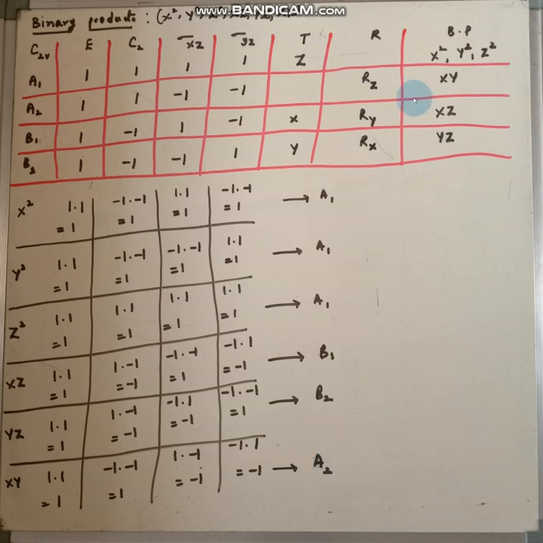Now I should tabulate that. A1 is x square, y square, z square. B1 is xz. B2 is yz. A2 is xy. This is with reference to the translation binary products. Binary products should be expressed in terms of x square, y square, z square, xz, yz and xy.